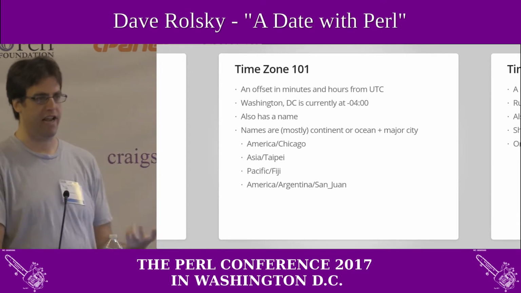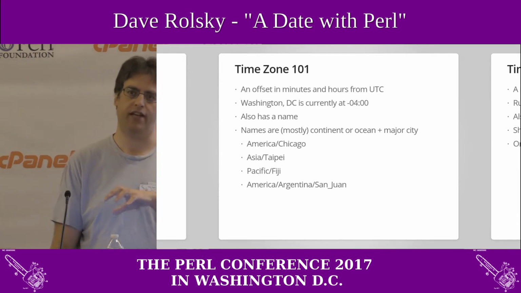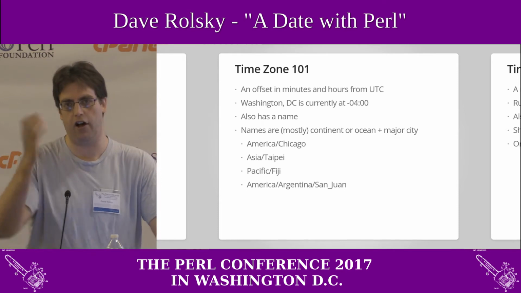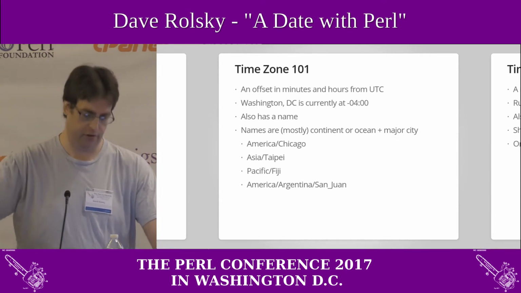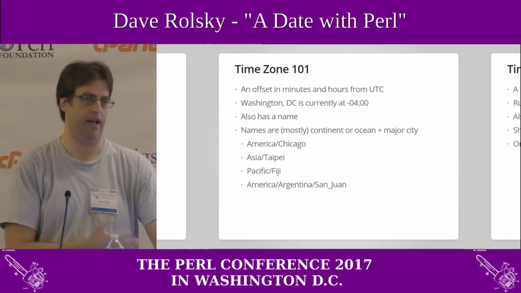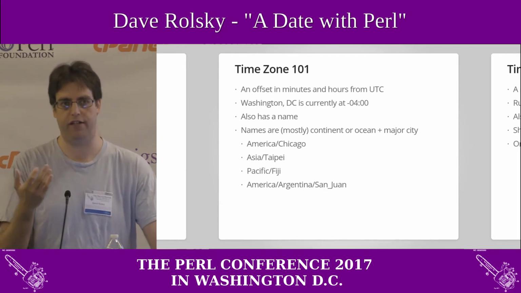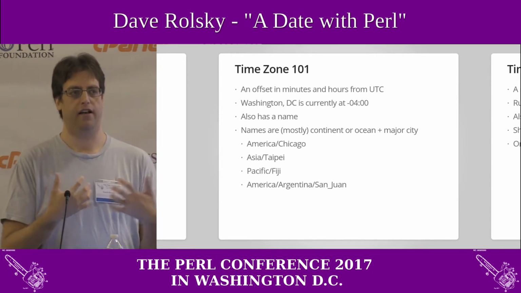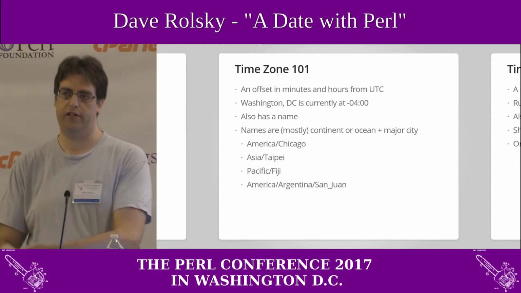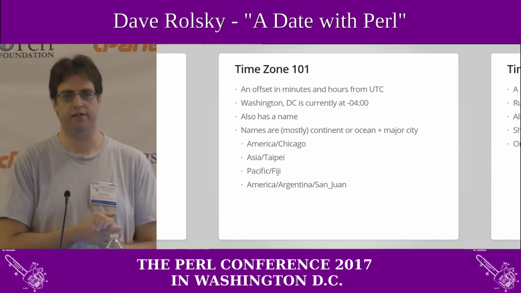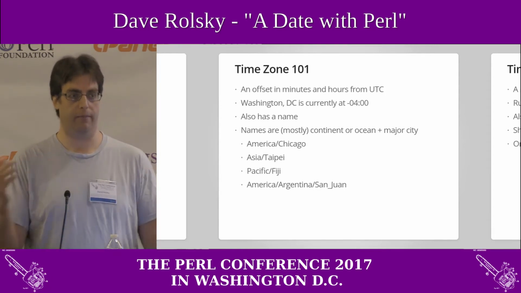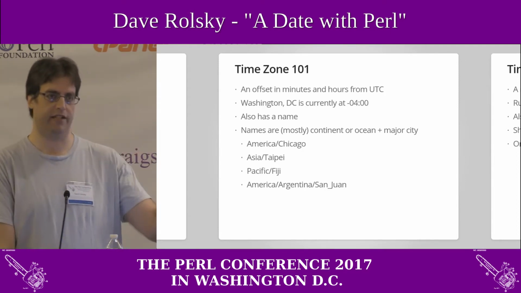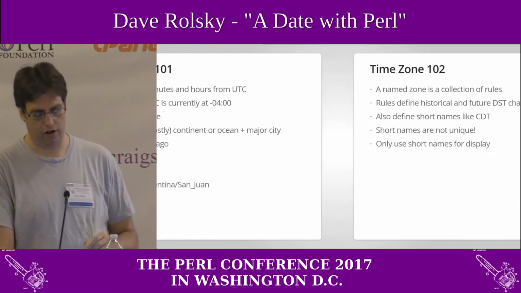So time zones also have a name. So it's not just the offset from UTC. And most of the names in the IANA database are a continent or an ocean, plus a major city. So we have America/Chicago, Asia/Taipei, Pacific/Fiji, that's an example of using the ocean. And sometimes they'll put in a third component if it's going to be ambiguous. So America, Argentina, San Juan, because I think there are multiple San Juans throughout the world and throughout America, so they have to add more stuff. So that's how you identify a time zone for real, is that long name.